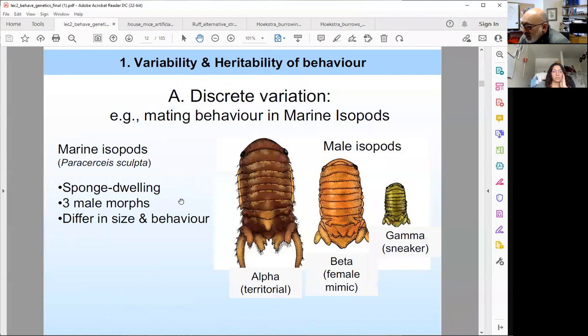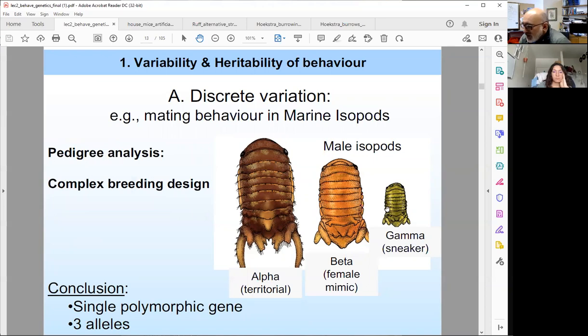Similarly, we see something in isopods. These are marine isopods that have a very similar set of strategies. You have the big alpha male territorial, you have a beta, which functions as a female mimic, and then you have what are called gamma males that are sneaker males, functioning in a similar way as what we saw with the satellite males in the ruff.